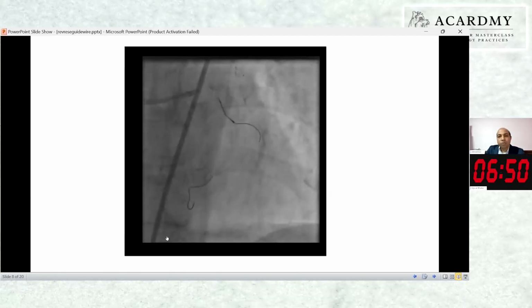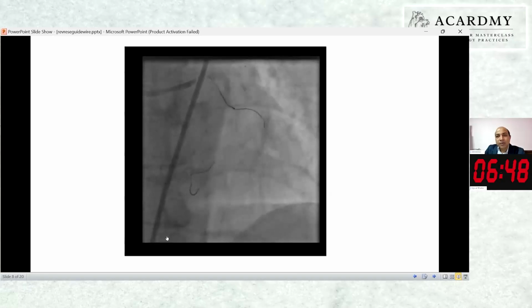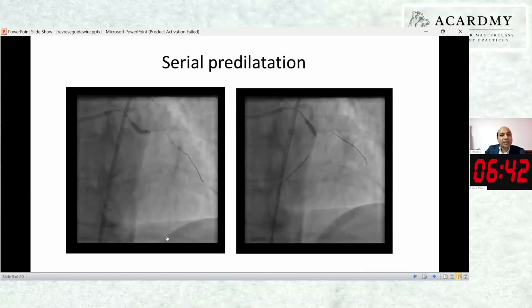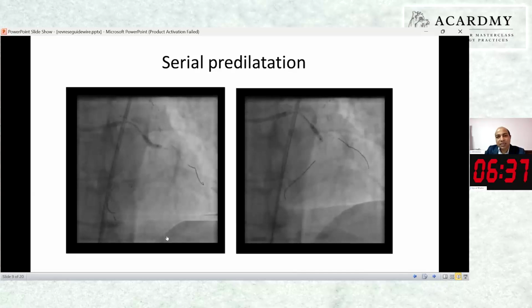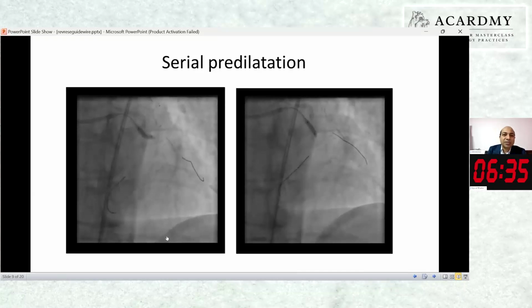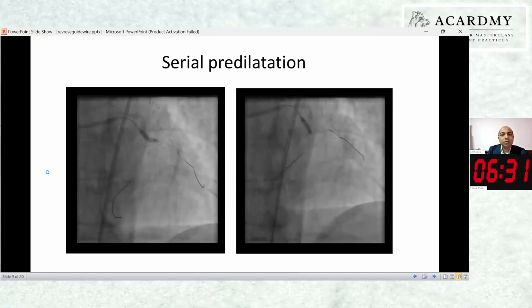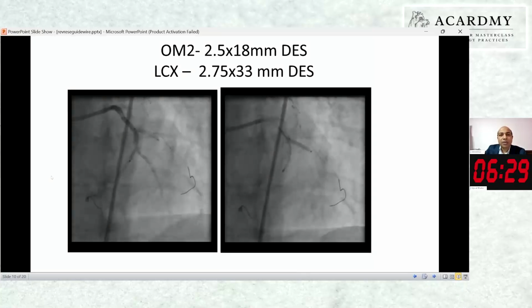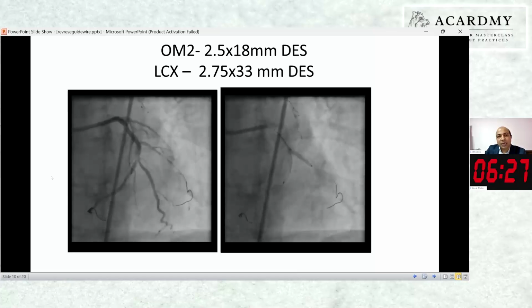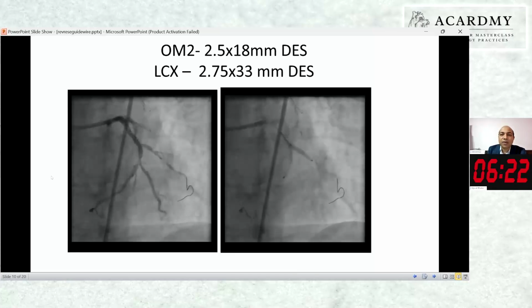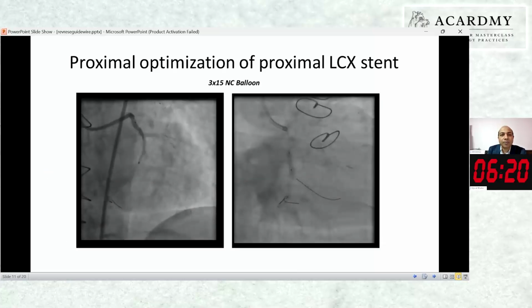So after crossing the lesion, we gradually advanced the wire into the distal part of the OM2 with the help of the microcatheter. Then we pre-dilated the lesion with two different balloons, first the side branch and then the main branch. We can appreciate the angle in this balloon also, a very difficult origin. So after the pre-dilatation, we took two drug-eluting stents, and we did the bifurcation stenting with the mini crush technique.